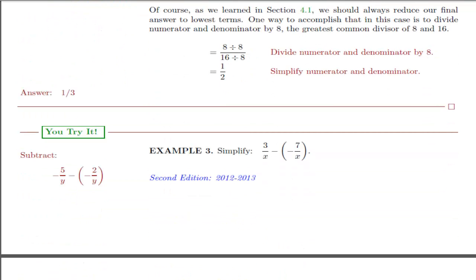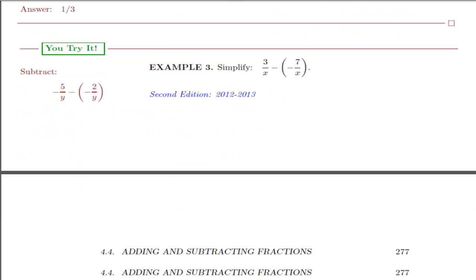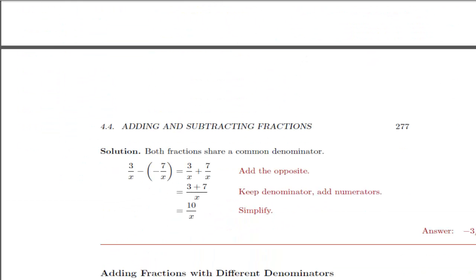Example 3. Simplify 3/x minus negative 7/x. Solution. Both fractions share a common denominator, x. Add the opposite, change minus negative 7/x to plus 7/x, then add the numerators. 3 plus 7 is 10, so the result is 10/x.